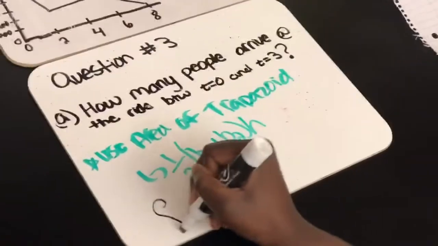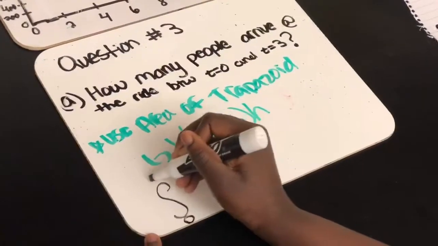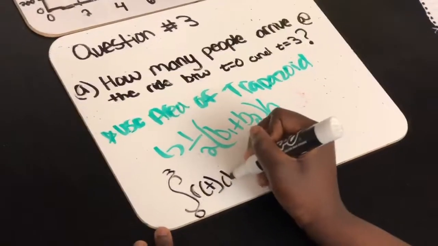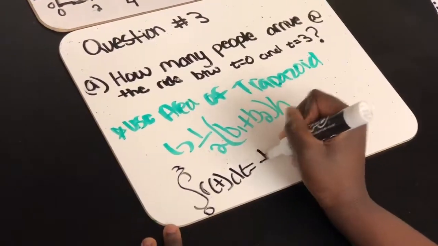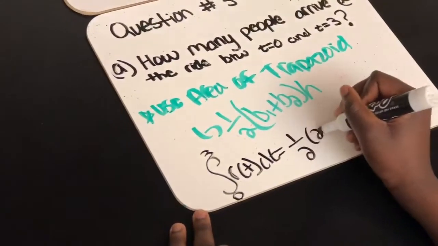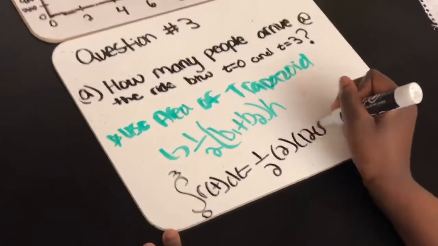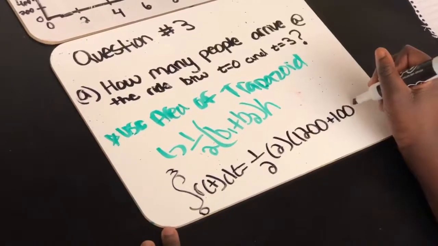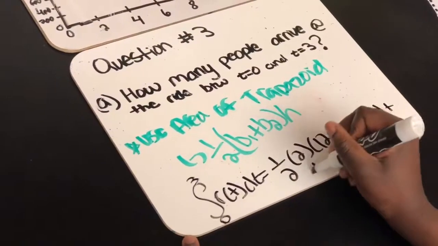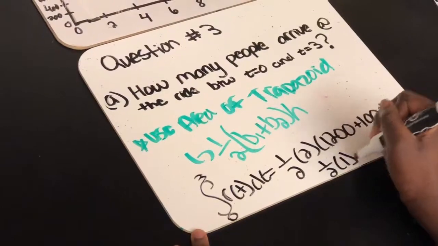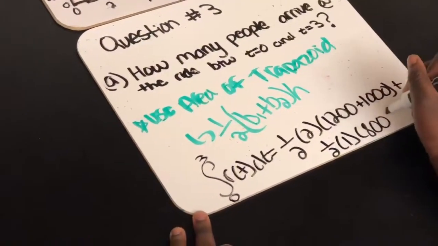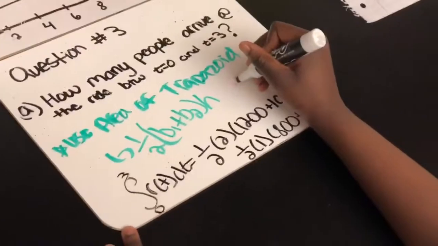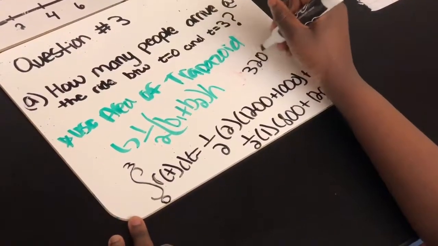So basically, you take the integral from 0 to 3, because it's asking from t equals 0 to t equals 3. You take the integral of the rate, R of t dt, which is equal to 1/2 times 2 times 1,200 plus 1,000 plus 1/2 (800 plus 1,200), equals 3,200 people who have arrived.